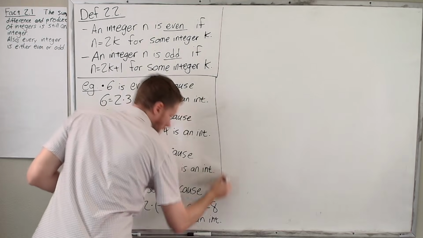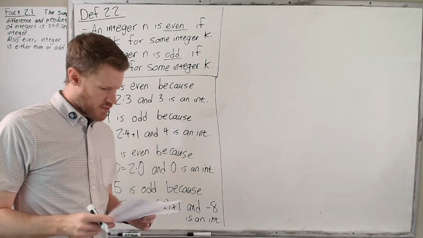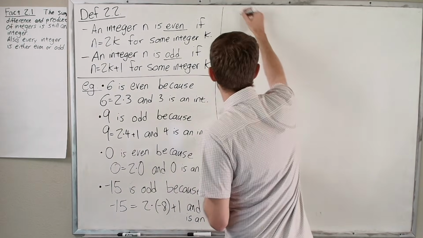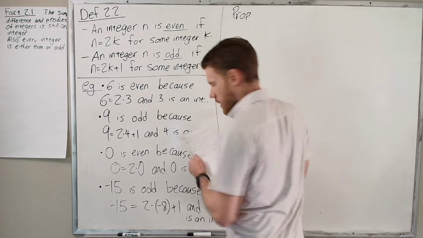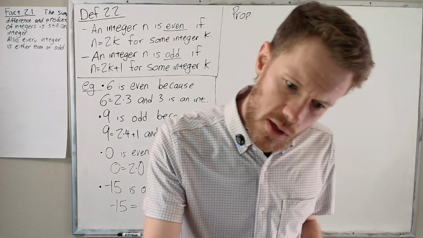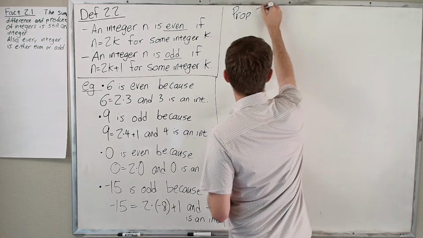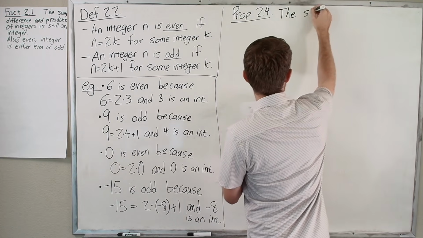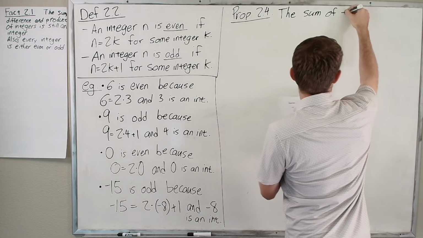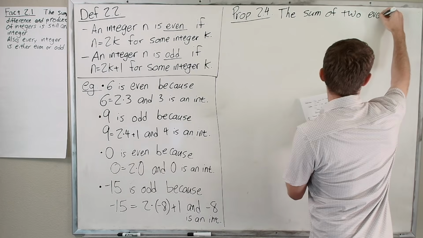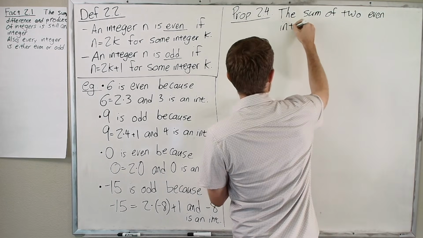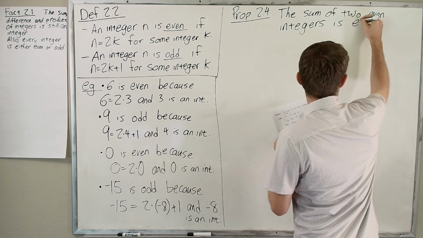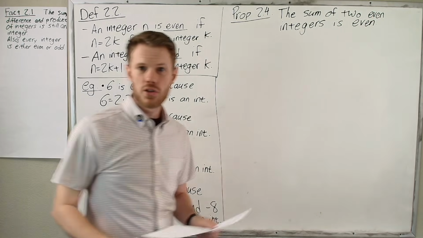Okay. So now that we have a very precise definition of what it means to be even and odd, now let's start to prove things. So here's the first proposition. In the book, sum of two evens, this should be proposition 2.4. And it says, the sum of two even integers is, what do you think? Is even. The sum of two even integers is even.